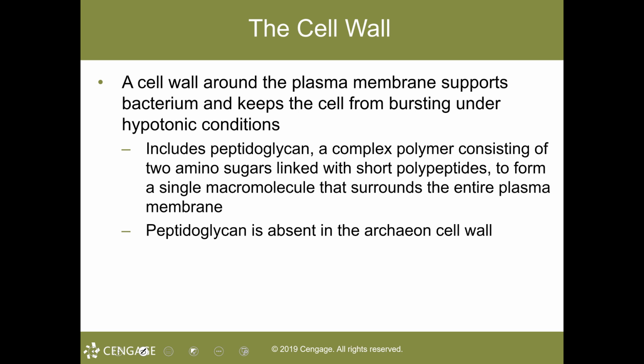So the cell wall. The cell wall is what, of course, is around the plasma membrane, and it supports the bacteria, and it keeps the cell from bursting under hypotonic conditions. Yes, it includes peptidoglycan, that polymer that consists of two amino sugars linked to short polypeptides to form that single macromolecule that encapsulates and surrounds the entire plasma membrane. So you don't look for peptidoglycan to be in an archaea. Archaea, class, or at least members of Archaea, have no peptidoglycan layer.